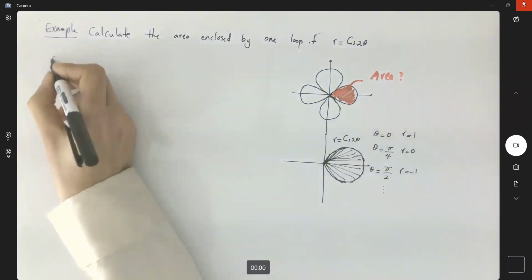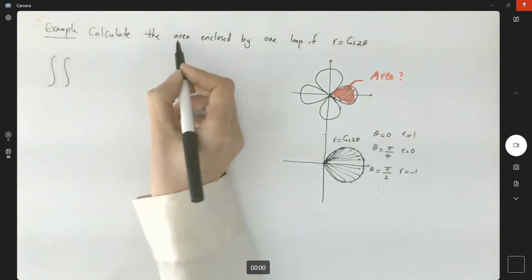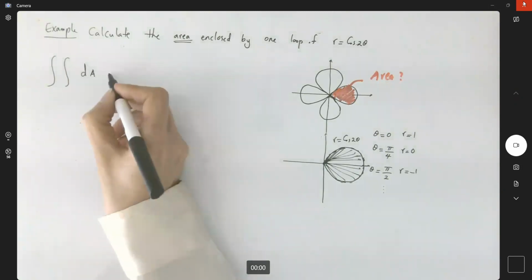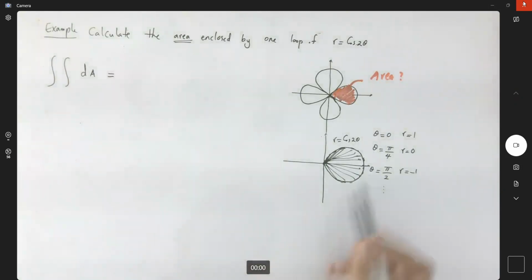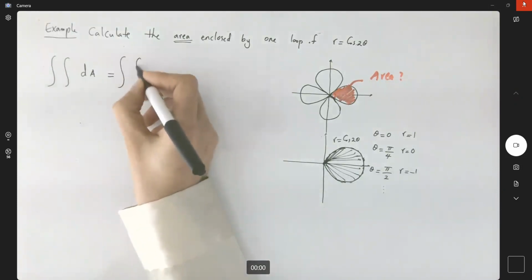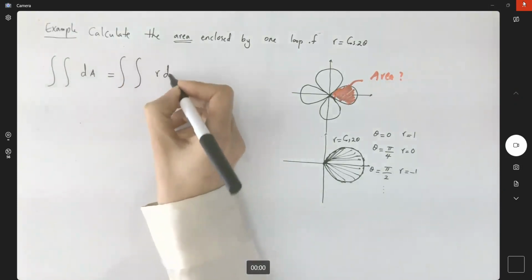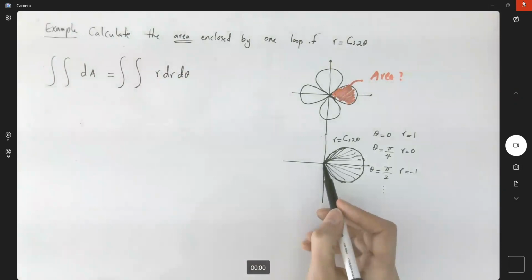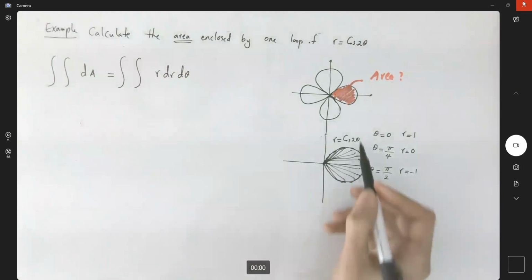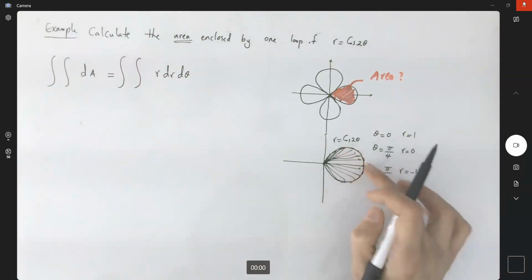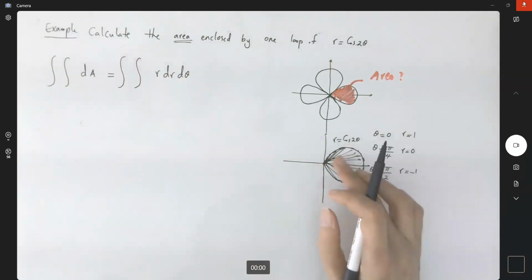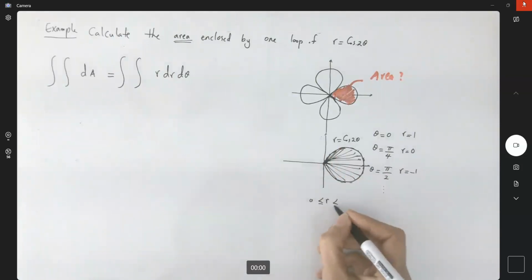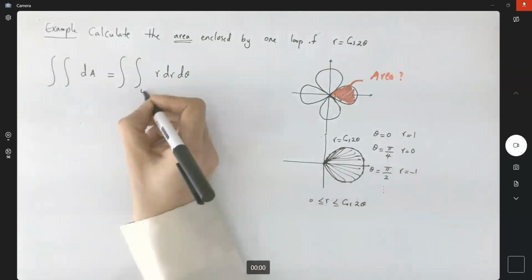So the double integral calculating just the area is double integral dA, dx dy, or dy dx. But since we are converting everything into r and theta, we're going to use the polar coordinates. dA becomes r dr d theta. Well, r is bounded between 0, and the maximum value it can take is cosine 2 theta. So r is bounded between 0 and cosine 2 theta.